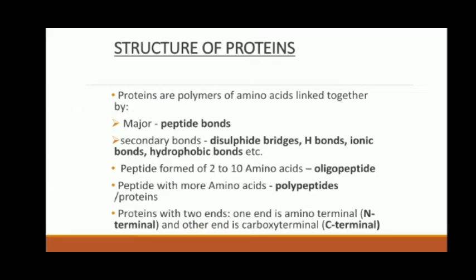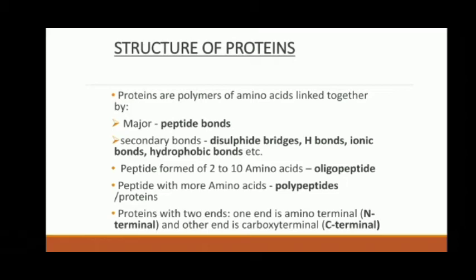So proteins are polymers formed by the polymerization of its micromolecules, that are amino acids. Many amino acids join together to form a protein. The main bond that helps in joining the amino acids is the peptide bond. But in addition to this peptide bond, many other secondary bonds are also present, which are the disulfide bridges, hydrogen bonds, ionic bond, hydrophobic bonds, etc.